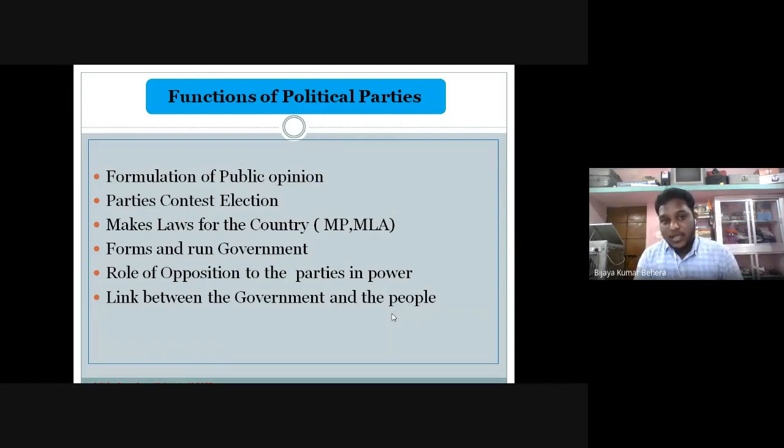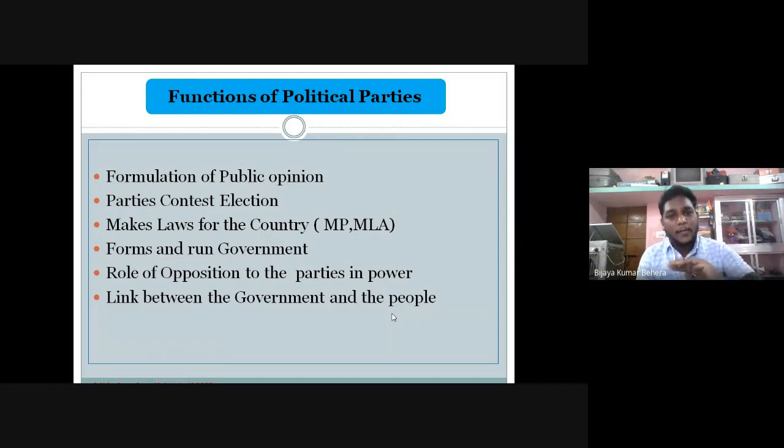So first, in order to get that vote, to become the ruling party, they form public opinion. Why would the general people give me a vote? The only answer is that if I create public opinion in my favor, and if I win the opinion of the citizens, then only can I contest in the election.